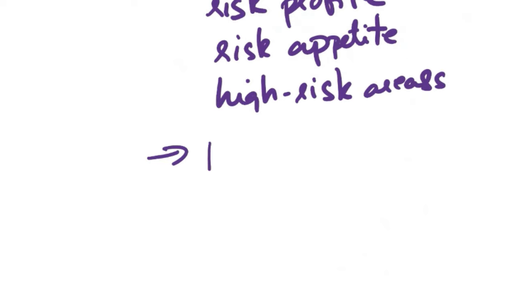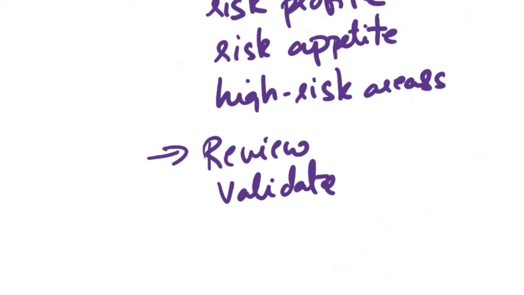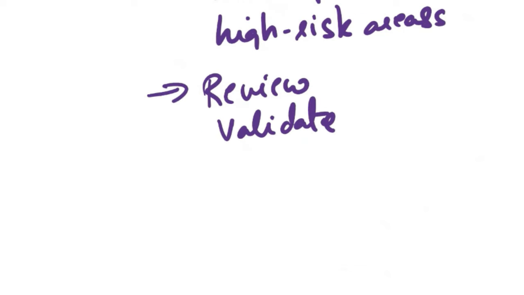Also, make sure that you review the audit criteria periodically to ensure relevance, accuracy, and alignment with organizational objectives and industry best practices. And you need to validate the audit criteria through peer review, consultation with subject matter experts, and pilot testing in representative areas of the organization.